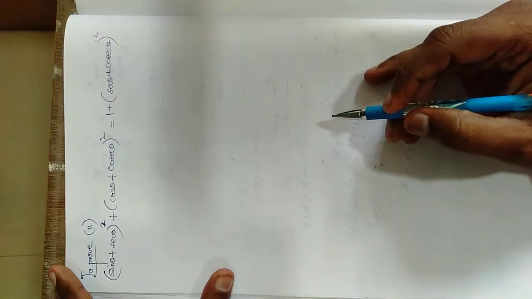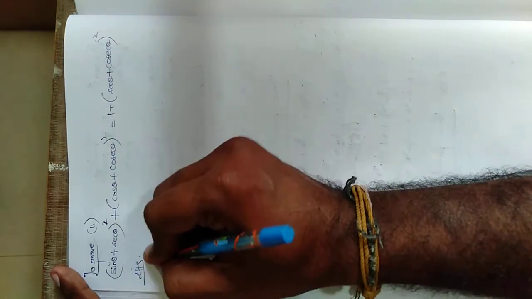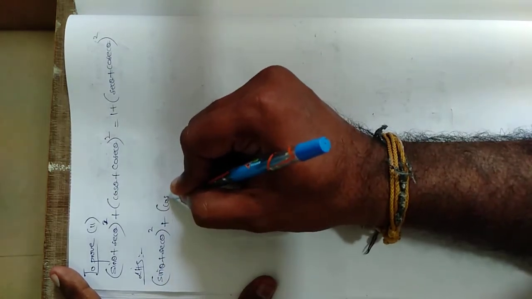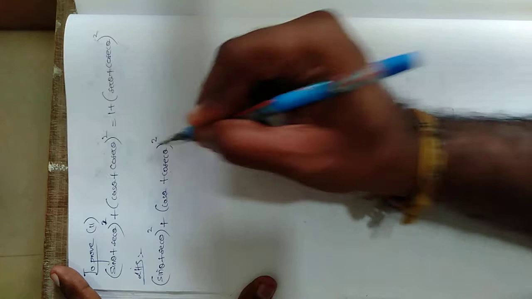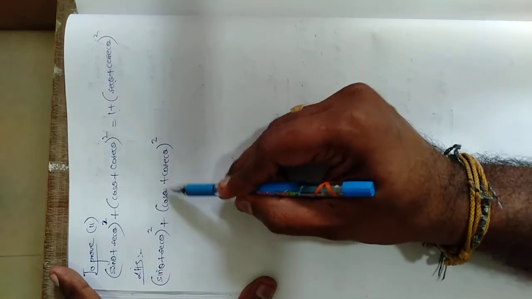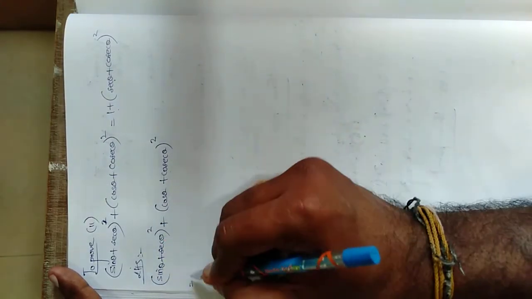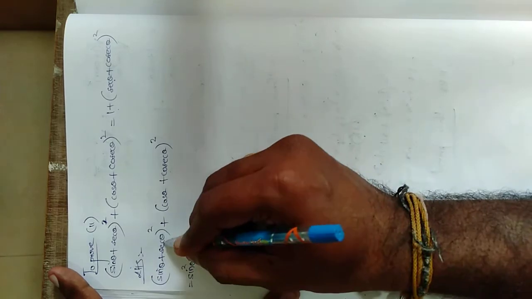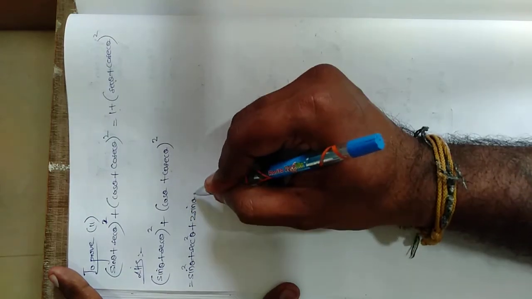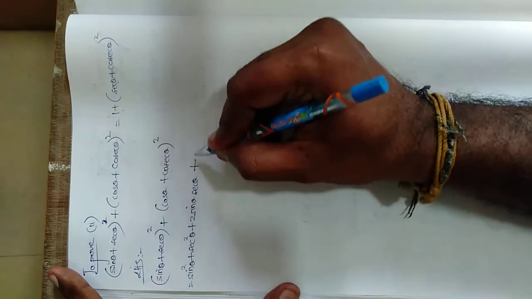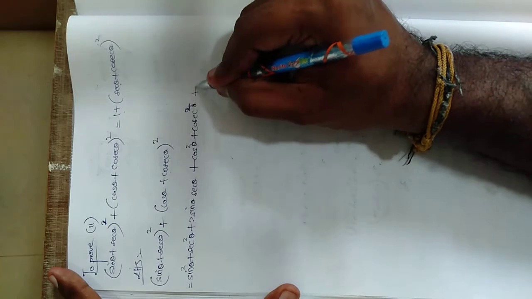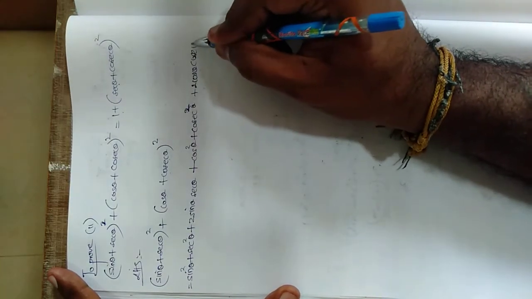So, second subdivision, the fourth sum, taking LHS. LHS is nothing but sine theta plus secant theta the whole square, plus cos theta plus cosecant theta the whole square. A plus B the whole square formula, here also A plus B the whole square formula. A plus B the whole square is nothing but A square plus B square plus 2 into A into B. Sin square theta, secant square theta, plus 2 into sin theta secant theta, plus the same, cos square theta, cosecant square theta plus 2 into cos theta cosecant theta.